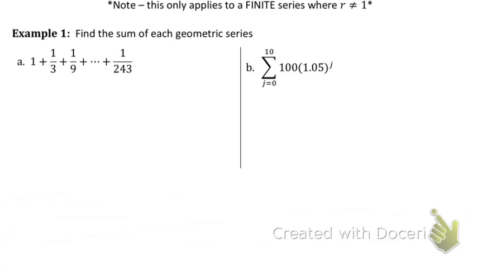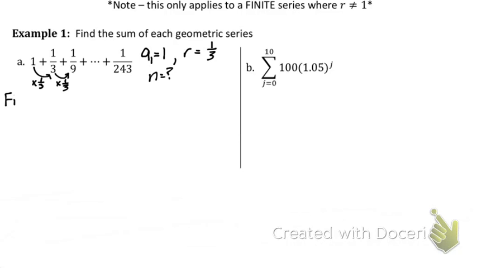So like I said, I'm going to write down what I know. My first term is going to equal 1. My common ratio is going to equal 1/3, because I multiply by 1/3, multiply by 1/3, multiply by 1/3. So this is times 1/3, and this is times 1/3. But I don't know what my n equals, so we're going to go ahead and find that n.